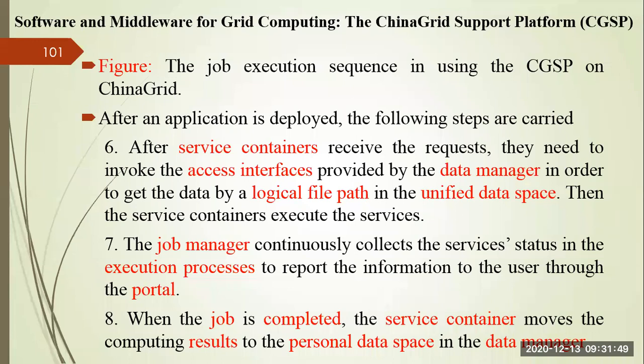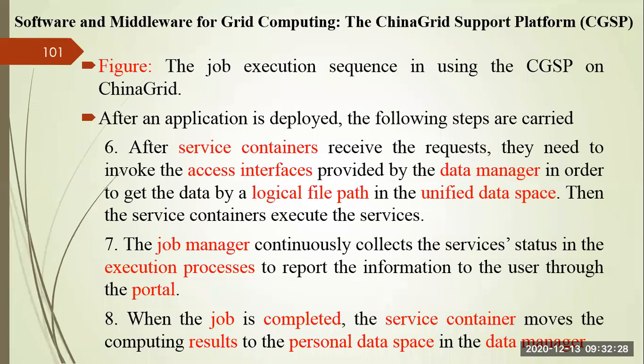In the seventh step, what will happen? The job manager continuously collects the service status. Once you are submitting your job, you should not sit idle. You have to monitor whether your job is working or not. That is nothing but your service status, because it may happen that the node has failed, it may happen that there is a delay due to some problem, right? So you have to continuously collect the service status in the execution process to report the information to the user through a portal or interface. So you will say that your job is 50% completed, your job is 70% completed, your job is 10% completed. That you have to specify.